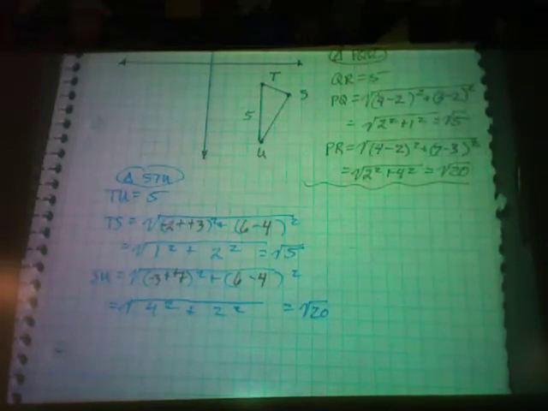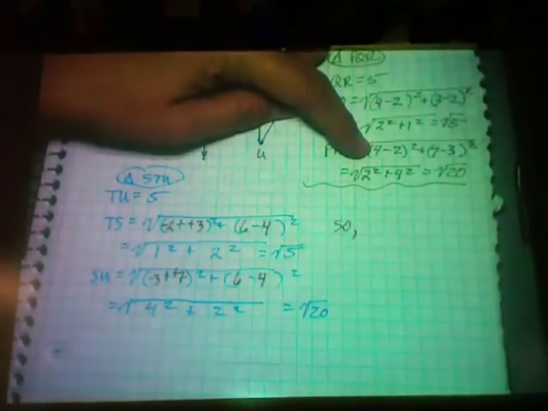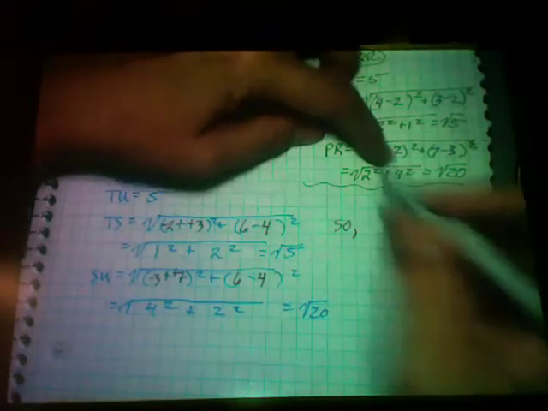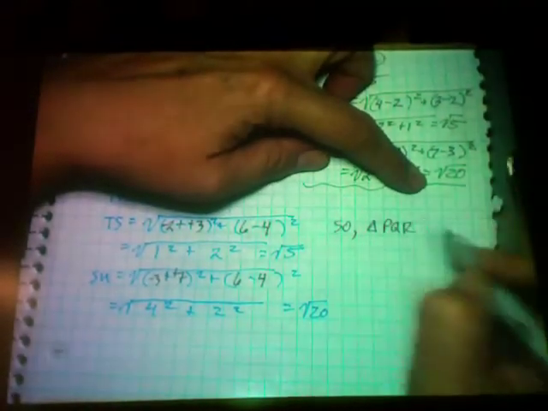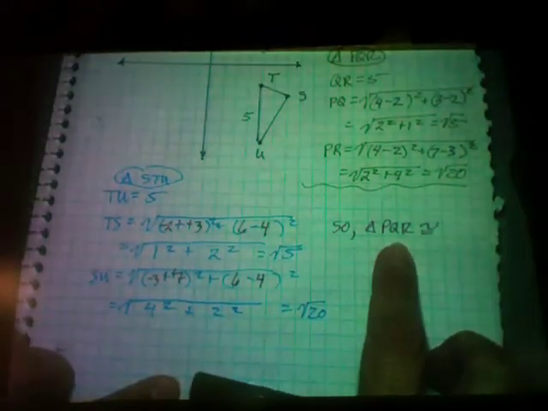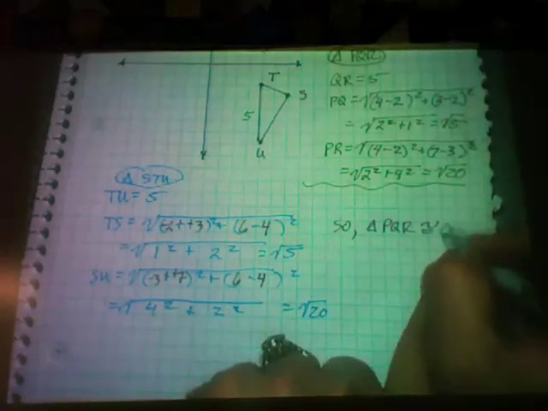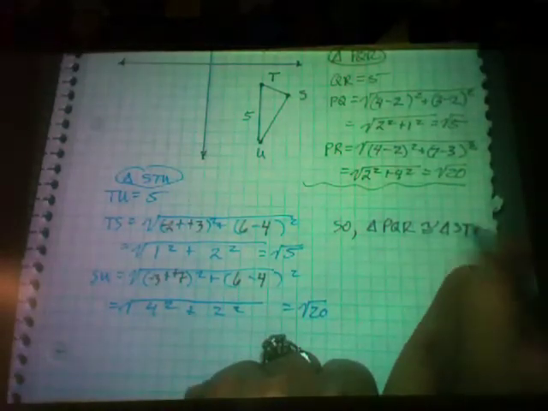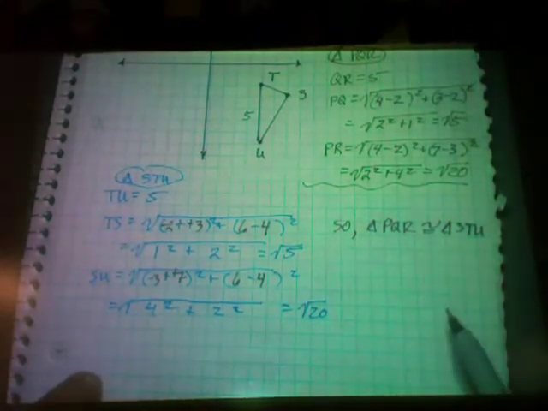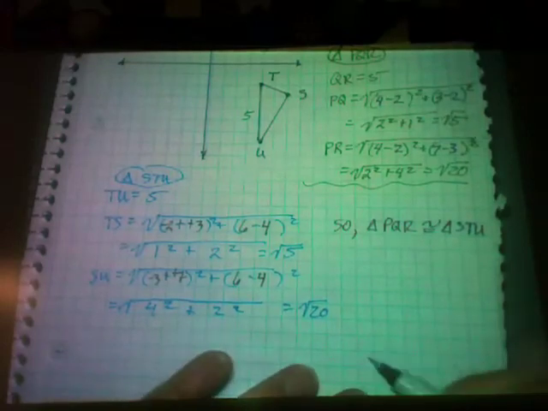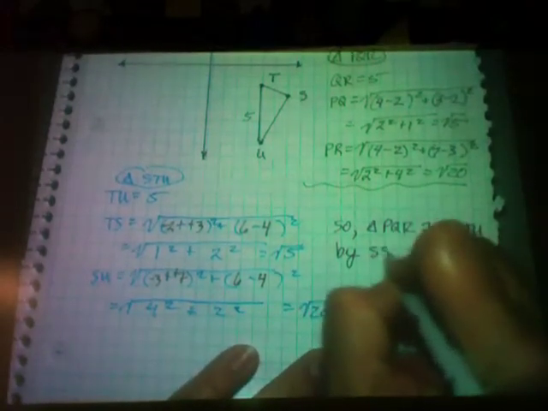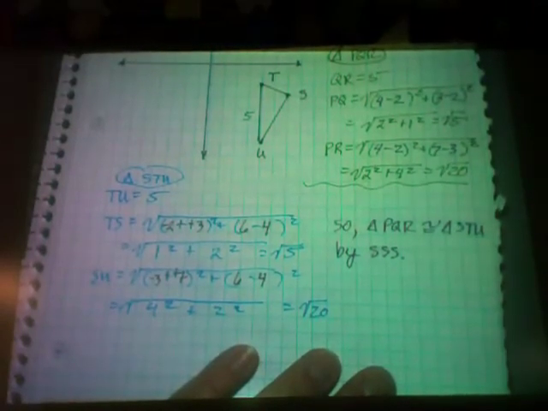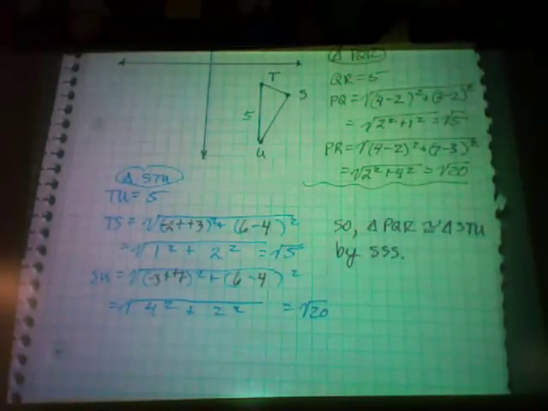Alright, so here's how you're going to write your answer. You have to write your answer this way. So, triangle PQR is congruent, and you have to make sure that you write a proper congruent statement. P corresponds to S, Q corresponds to T, and R corresponds to U. So triangle PQR is congruent to triangle STU. Didn't we use by SSS? If you had used SAS, you'd put that down.